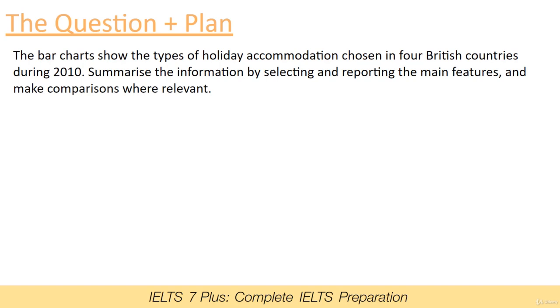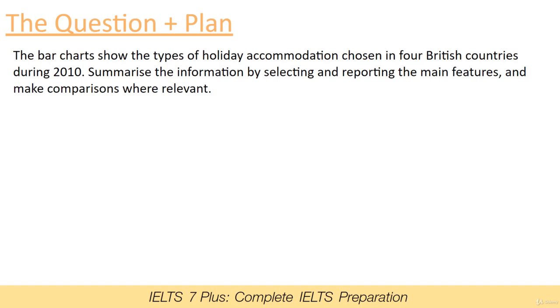Okay, so back to our topic sentence in the question. The bar charts, so I'm assuming there'll be a few of them. Types of holiday accommodation, I guess hotels, caravans, hostels, bed and breakfasts. I can't think of any more right now. In 4 British countries. Well, being from Britain, I know that will most likely be England, Scotland, Northern Ireland, and Wales during 1 year.